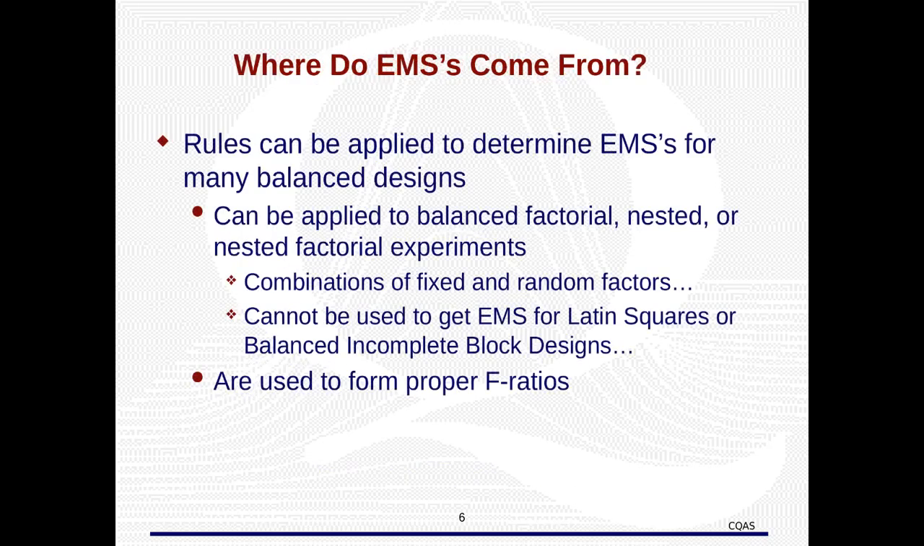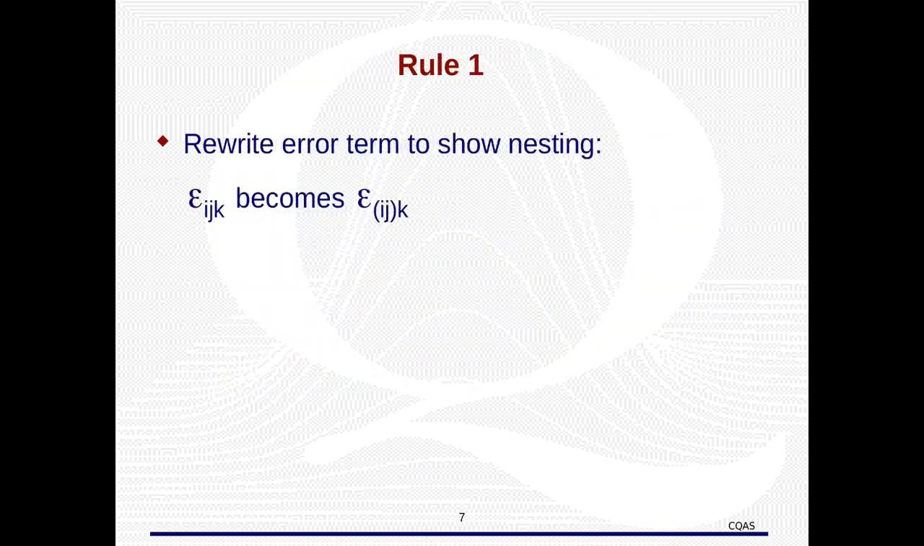We have a set of rules that we use to create the EMS tables. We need to write the errors in terms of the nesting structure within it. Let K be the subscript that represents the replicate number and I, J represent the specific levels of the two factors. The parentheses mean that the observations are nested under the treatment combinations. This means that each observation comes from only one treatment combination.